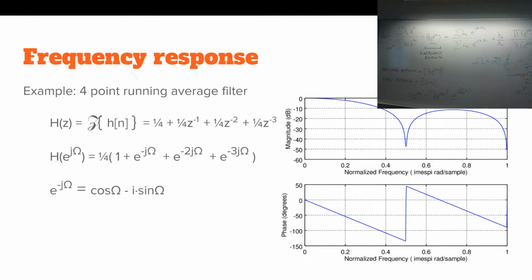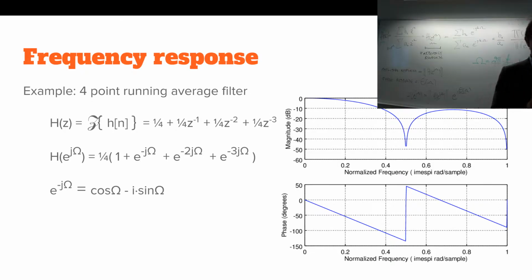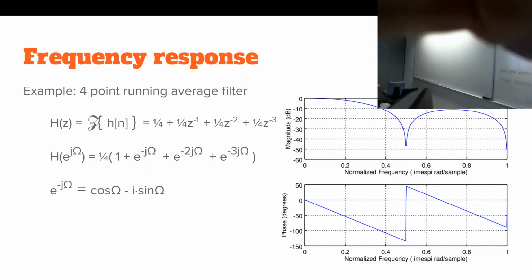By the way, I will probably put another decibel calculation on some of the later exercises. There are still some mistakes on decibels on the first exercise. All right, so 4-point running average, and it has. Okay, let's see. I need to go to another whiteboard now.